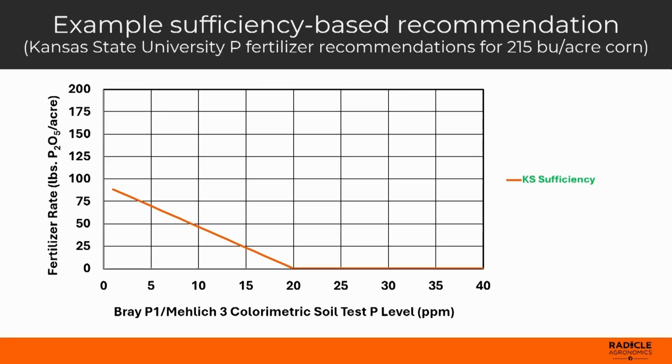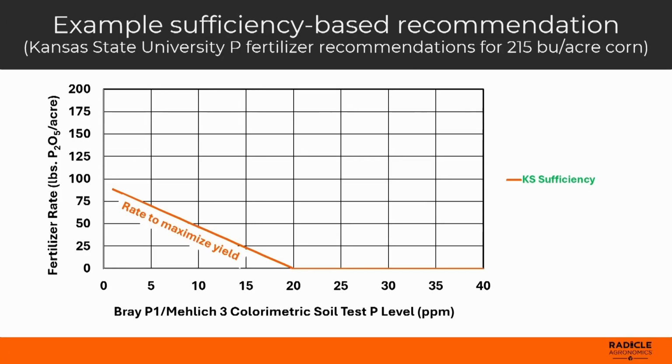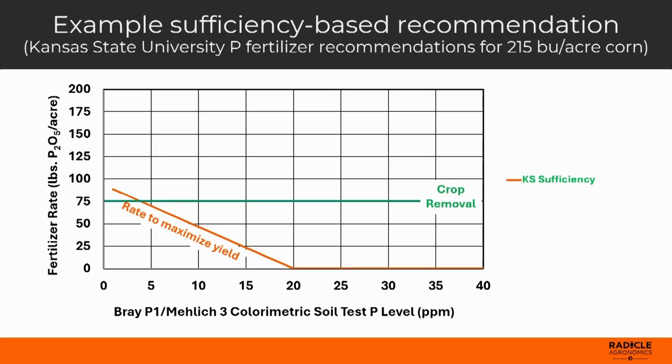I love this in theory, but I don't love it in reality, because your rate is obviously just designed to maximize yield. But if you look at this and you look at crop removal, if you followed that recommendation, you would have a soil test phosphorus of 4 parts per million. And I don't think you can get full yields at 4 parts per million by putting on 75 pounds of P2O5. I just don't think that's reality.